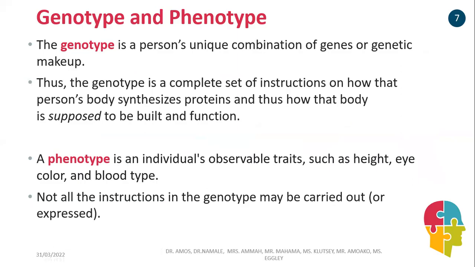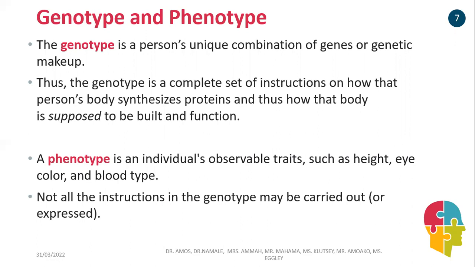Now let's look at the terms genotype and phenotype. When we say genotype, it's actually your unique combination of genes, or your genetic makeup. And your genetic makeup is actually not visible. It is something that is internal. And so your genotype is a set of instructions on how your body should use certain proteins and how your body is supposed to function, how it's supposed to be built, etc.